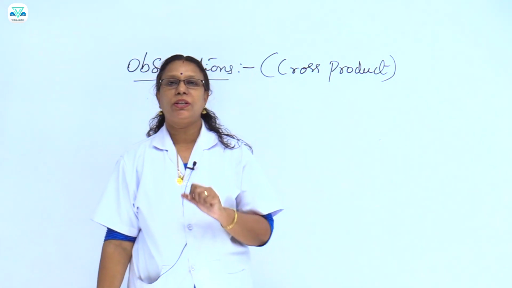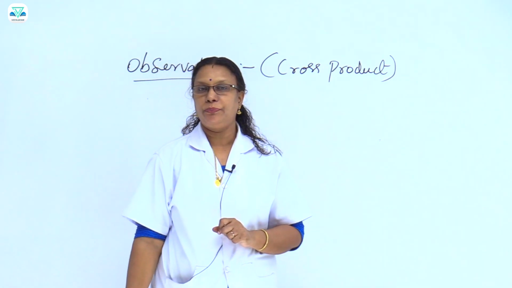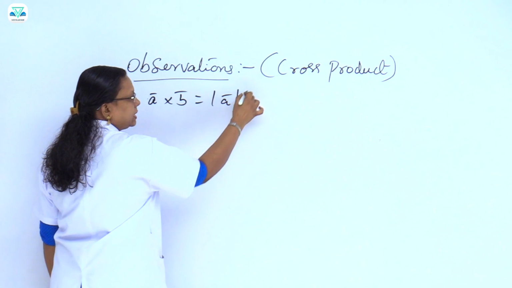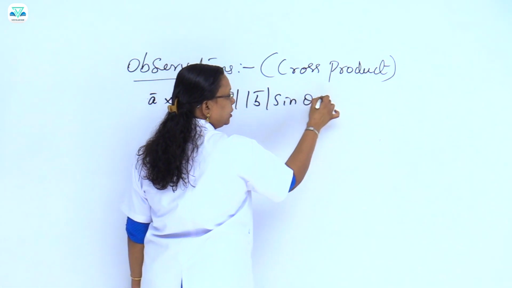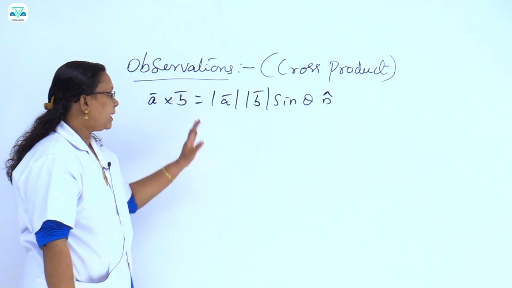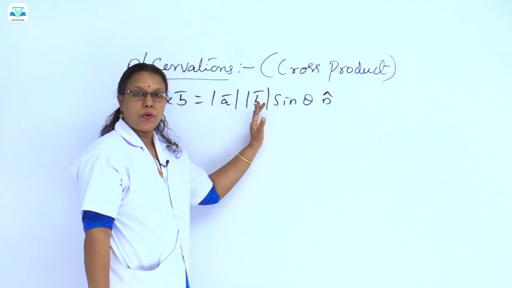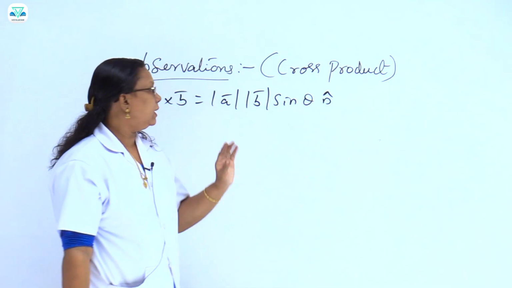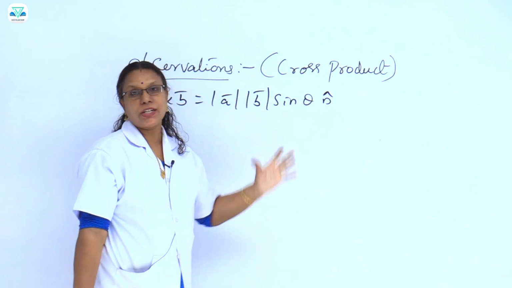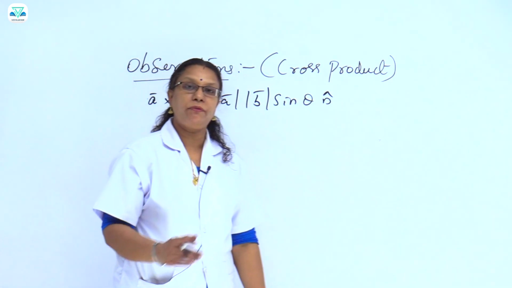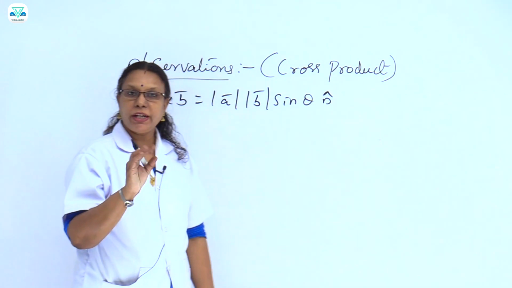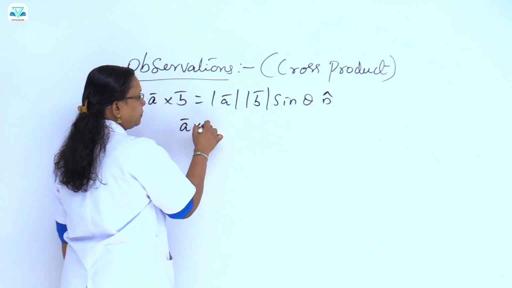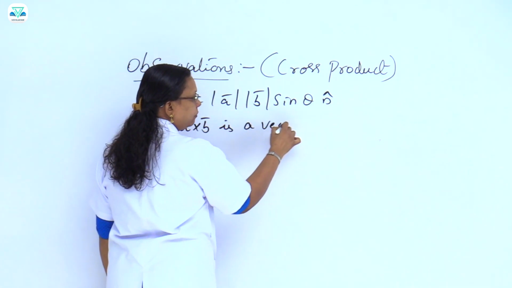Let us look at some properties and observations based on the vector product. First, A cross B is modulus A modulus B sin theta into n cap. On the right hand side, modulus A modulus B sin theta is a magnitude, but n cap represents a vector, so A cross B is always a vector quantity. Whereas A dot B, which we defined, is a scalar quantity; it will be a real number. But A cross B is a vector quantity. So the first observation is that A cross B is a vector.